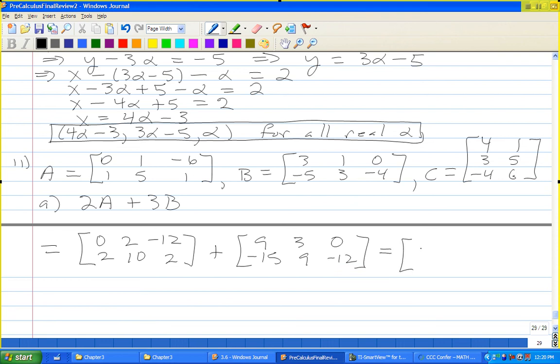Add. 9, 5, negative 12, negative 13, 19, negative 10. Just adding up components. Okay, any questions about that?